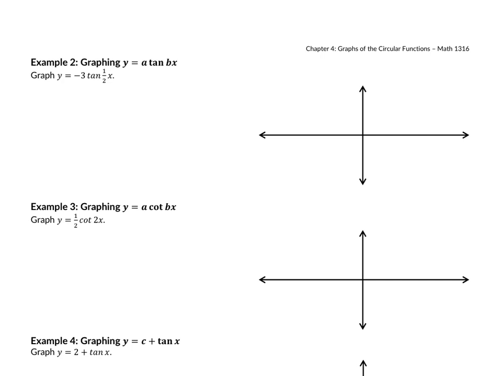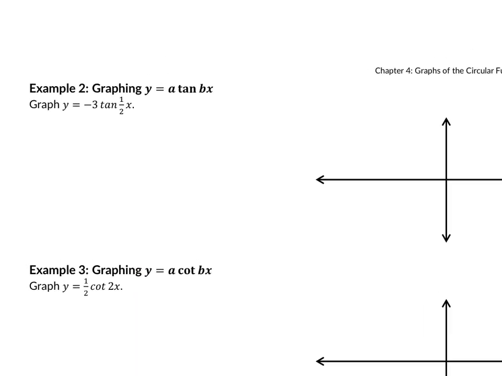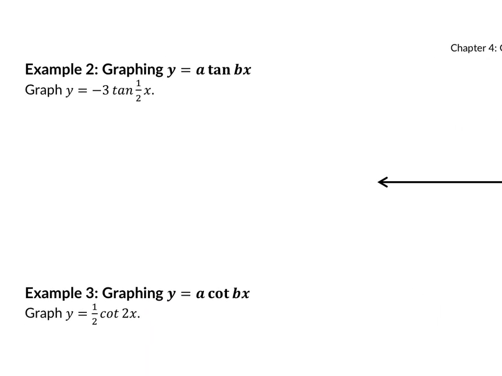Let's try another one. We're going to graph y equal to negative 3 times the tangent of 1/2 x. Now, like I said, we need to identify where our vertical asymptotes would be. For this graph, since it is tangent, we know the vertical asymptotes are going to appear when the argument 1/2 x is equal to plus or minus pi over 2. Multiplying by 2 on both sides, that means I'm going to have vertical asymptotes at pi.